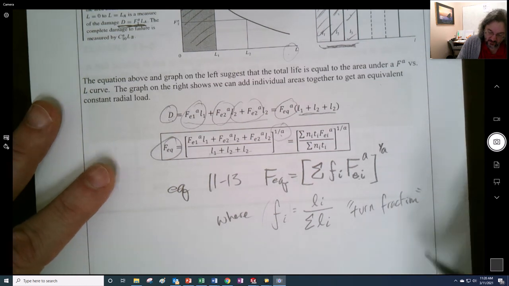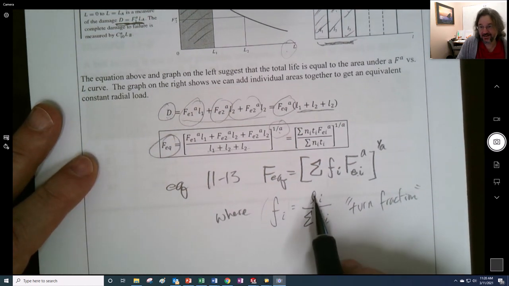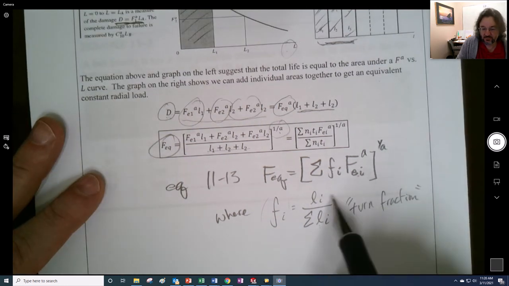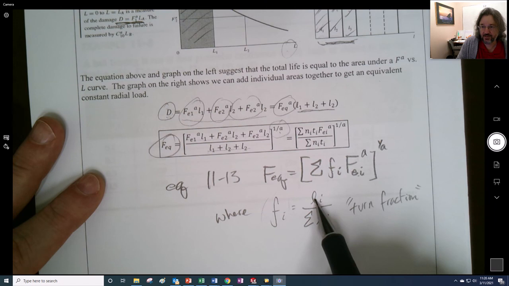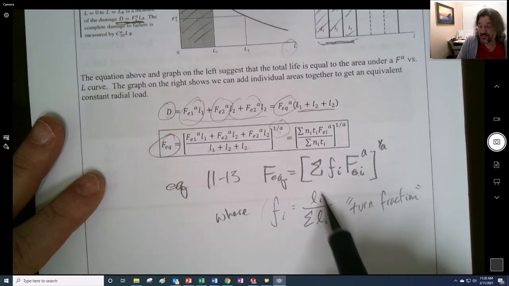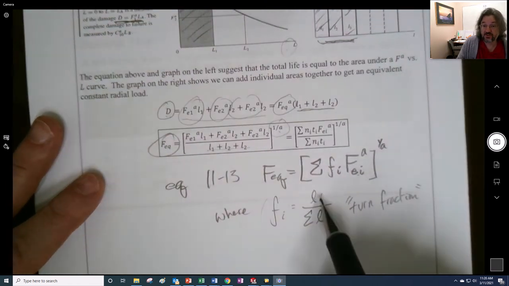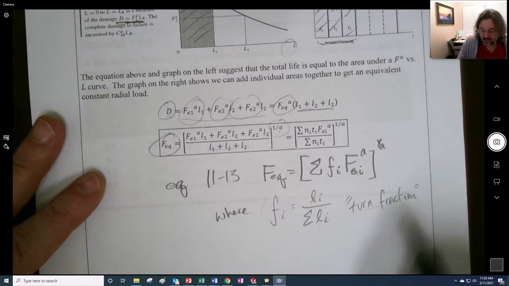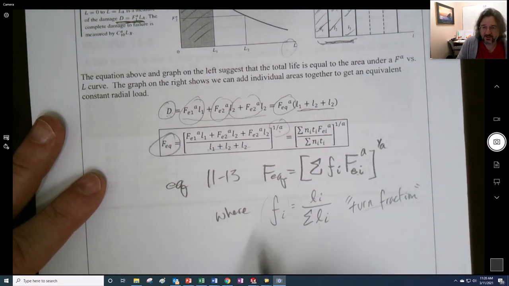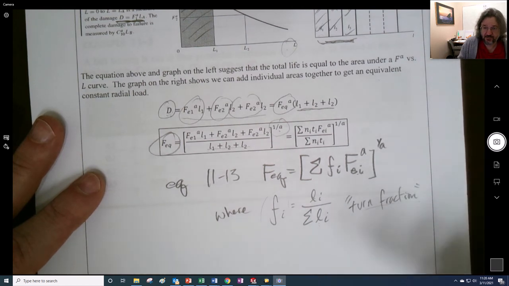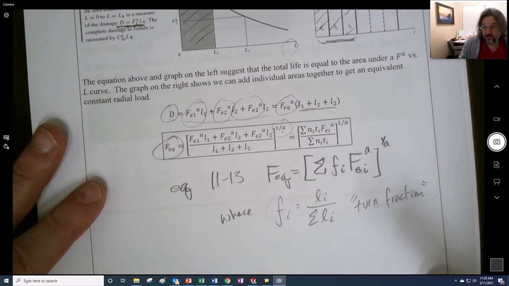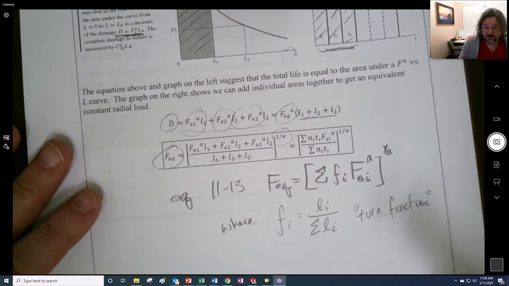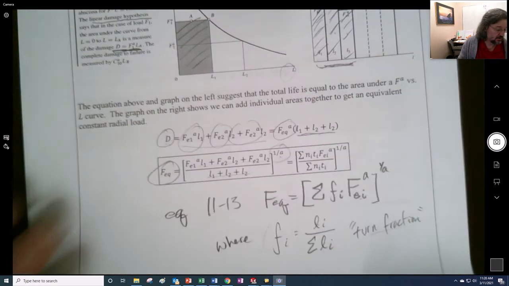And by the way, as long as it's a ratio of things, it doesn't necessarily have to be time. It could be time, or the percentage of time. It could be number of turns, is the idea with this turn fraction, as long as you're comparing apples to apples. So we're doing another apples to apples type of pursuit here.